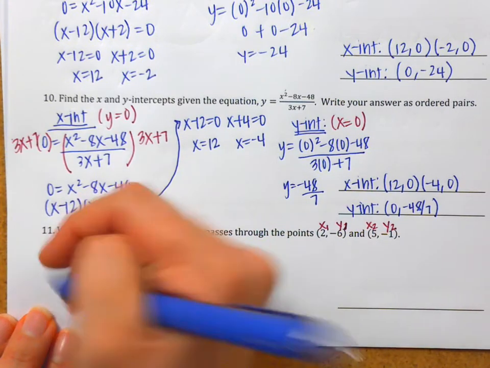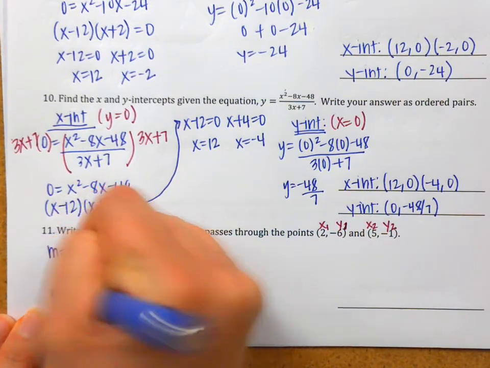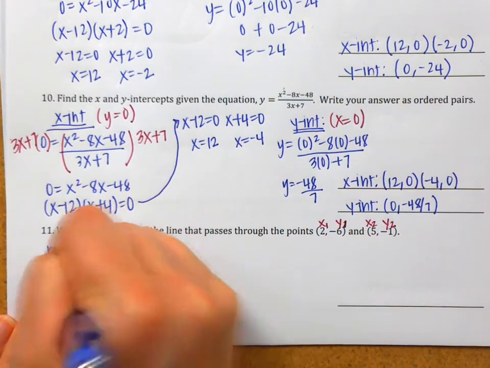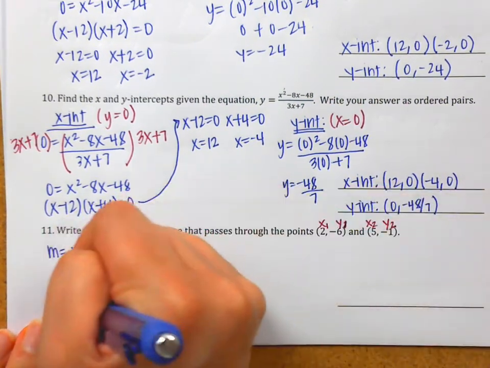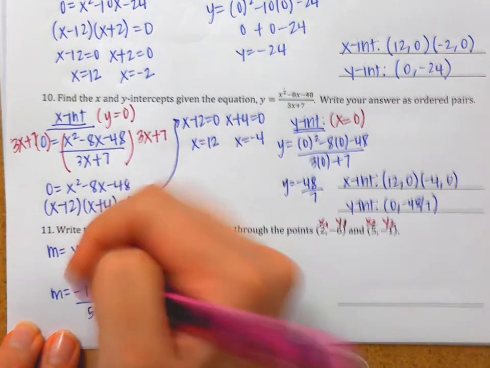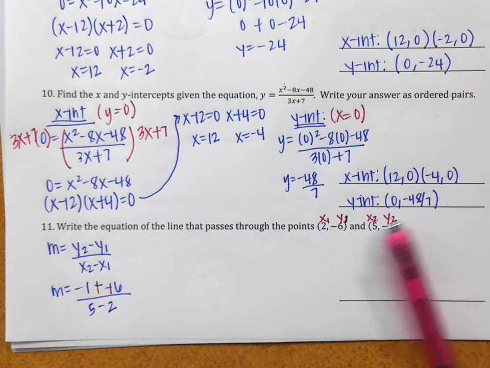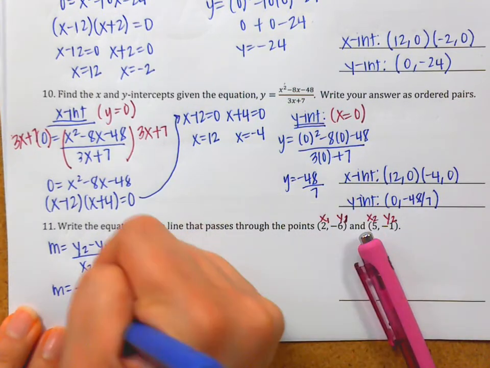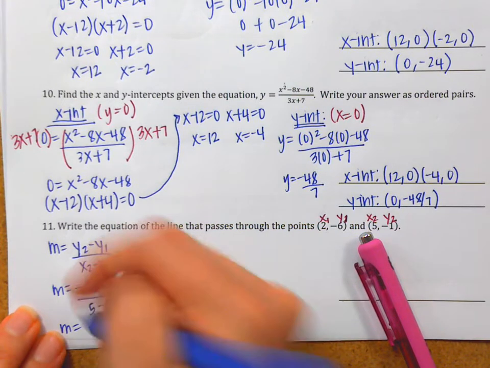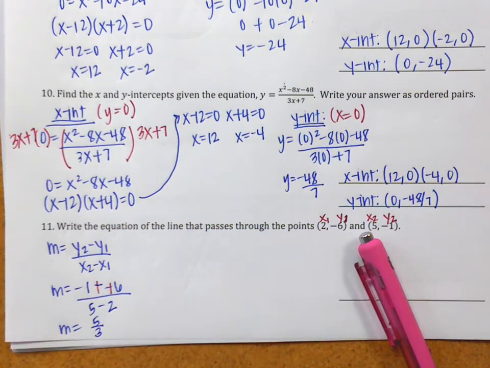So y2 is -1 minus y1, which is -6, all over 5 minus 2. Negative and a negative make a positive. So -1 plus 6 is 5. And 5 minus 2 is 3. So my slope here is 5/3.